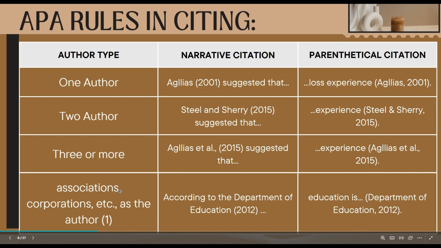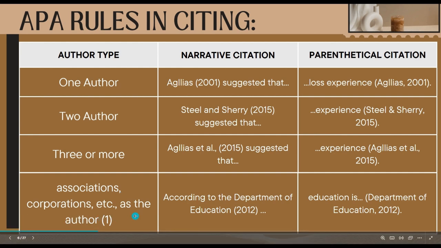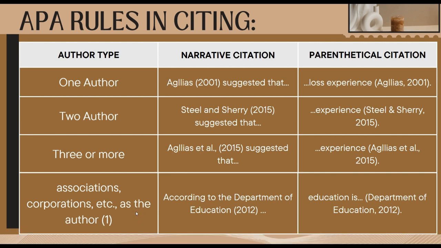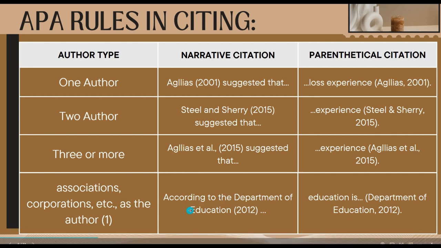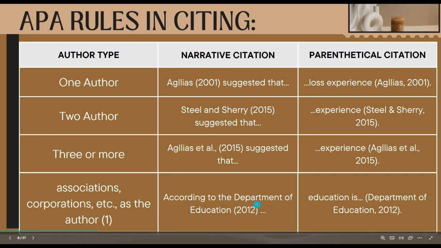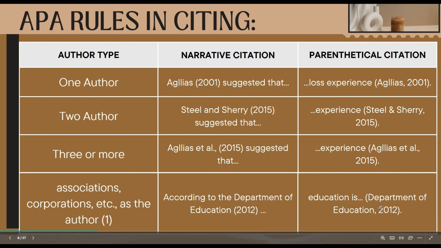Now, there are some instances that the author is not mentioned in our source, but the association, the corporation is mentioned. Simply replace the author's place with the association mentioned. Example, for the narrative citation, according to the Department of Education. And as for parenthetical citation, mention the corporation or association mentioned and the year to when the source was published.